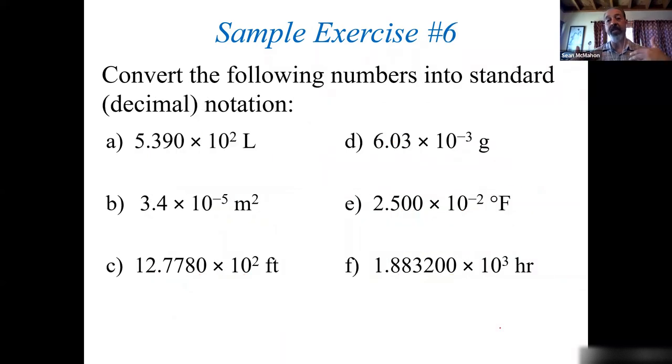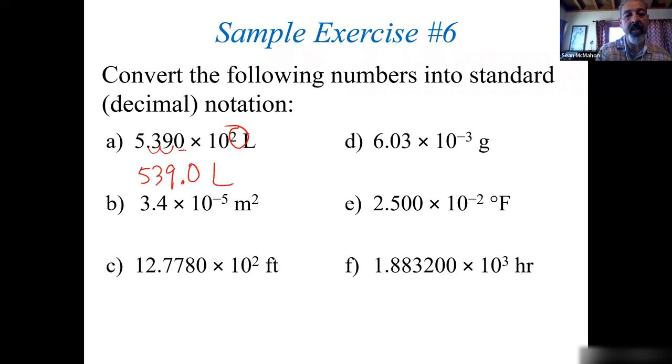So now we're doing the opposite. Exercise 6. We're taking this and we're putting it in standard form, okay? Again, I typically don't ask you to do this. This is just so you're comfortable. If you have to, because of significant figures, you'll be okay. This is positive. So what am I doing? I'm making this number bigger. How do I make it bigger? 1, 2. 539.0 liters. Why do I incorporate the 0? Because it's trailing with the decimal.